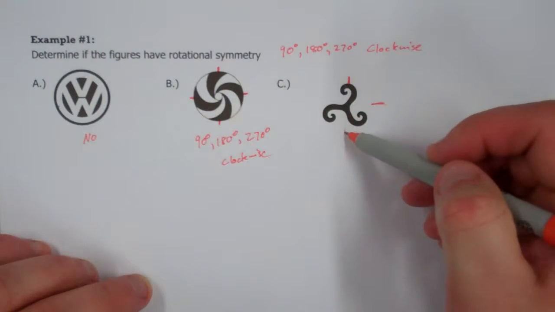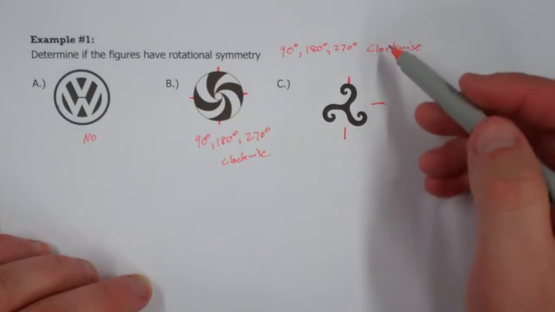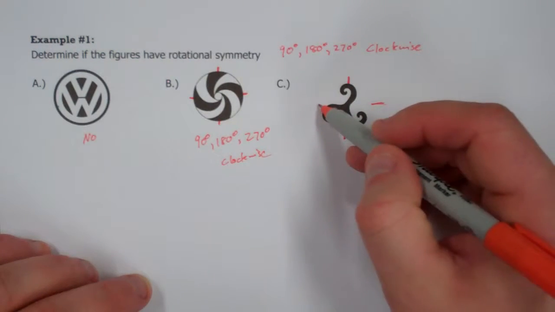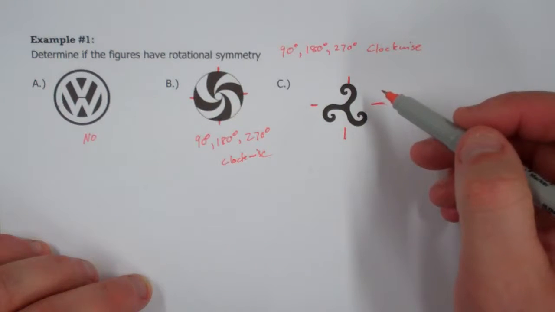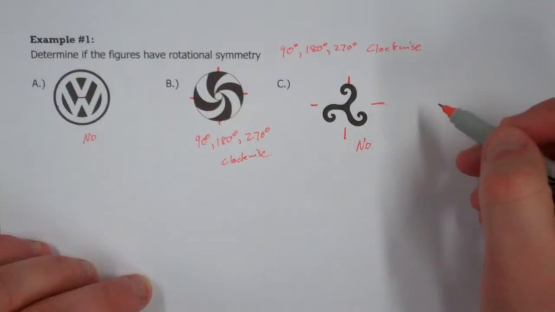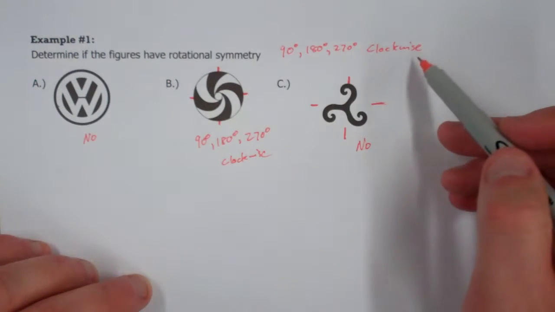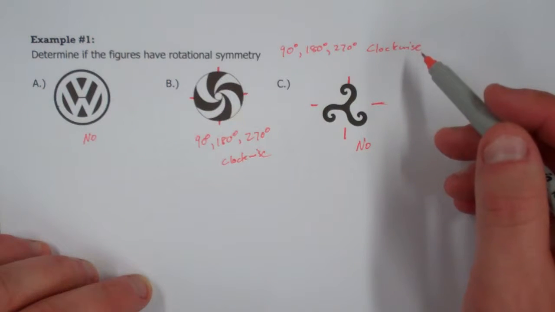At 180 degrees, this mark would be down here, and there isn't that funny looking curl right there. And then 270 degrees would be the same thing. That figure would actually be over here, and it's a little bit off. It's going to be off by about 30 degrees. So we would say no, this doesn't exhibit rotational symmetry with respect to these angles. Does it have rotational symmetry for another angle measure? Yes, it indeed does.